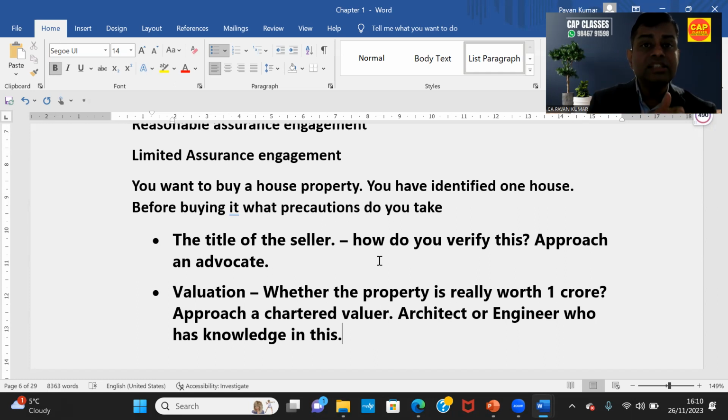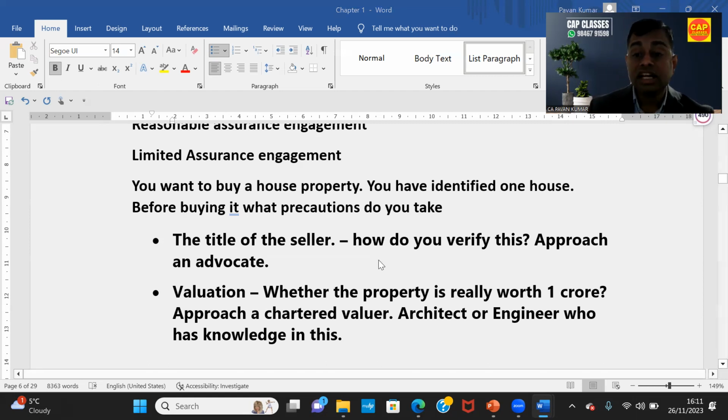So now when Yalini is paying 1 crore rupees, I asked her, hey, you're paying 1 crore rupees. How? Are you okay? Are you confident? She said, yes, I am confident because I got the assurance from a practitioner. A practitioner said the title is correct. The practitioner said this property is worth around 1 crore. So she got the confidence. That is the meaning of assurance engagement.